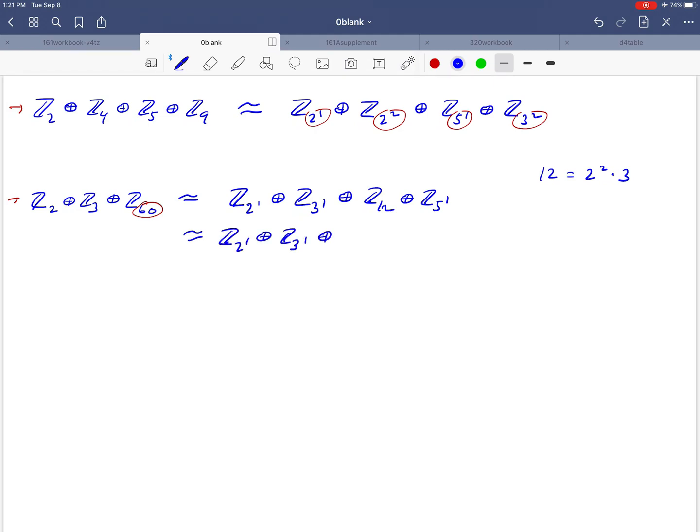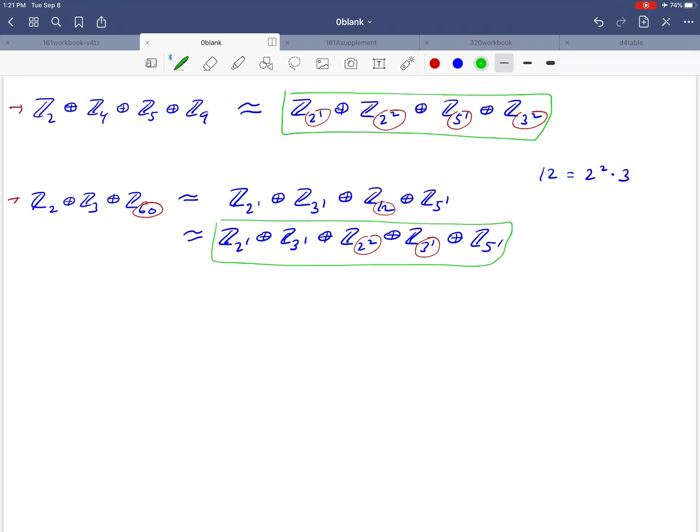and break down that 12 as Z of 2 squared plus Z of 3 to the first. Can we really get away with doing that? We can, because 2 squared and 3 to the first are relatively prime. So if you take their direct product, it's going to be equal to Z12. All right, and so what we need to compare then is this and this.